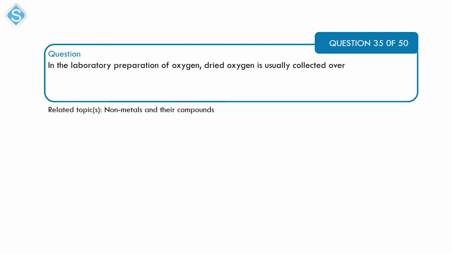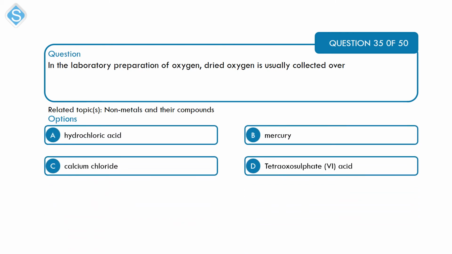Next is also on non-metals and their compounds. In the laboratory preparation of oxygen, dried oxygen is usually collected over A, hydrochloric acid, B, mercury, C, calcium chloride, and D, tetraoxosulfate(VI) acid. Dried oxygen is collected over mercury.